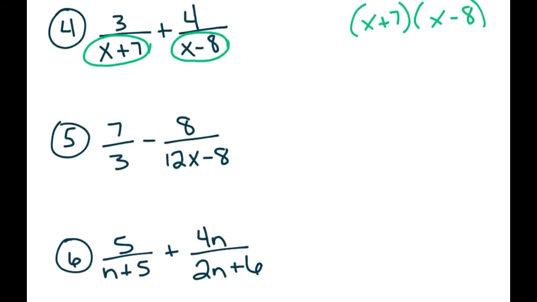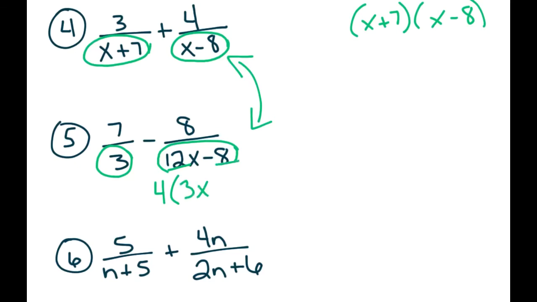Now, here on number 5, I've got a 3 here, and I've got 12x minus 8 here. I've got a single number, and I've got a binomial. Now, up here, our binomials didn't have any GCFs. They were just as basic as they could be. But down here, I have a GCF in this binomial. So what I'm going to do is factor that out. I know that I have a 4 that will go into both 12 and 8. So I'm going to factor that 4 out. 12x divided by 4 is 3x, and 8 divided by 4 is 2.